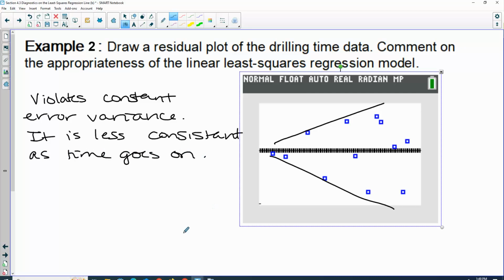Now, does that mean a linear model is a terrible idea? Not necessarily. But it's saying there might be a better option. Or maybe we need a new linear model once we drill to a certain depth. What we are looking for on these is no pattern whatsoever. It should just look like a random assortment of dots. That's a perfect model. Patterns are bad. All right, any questions there?